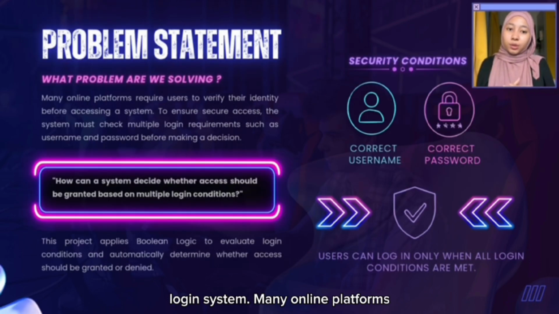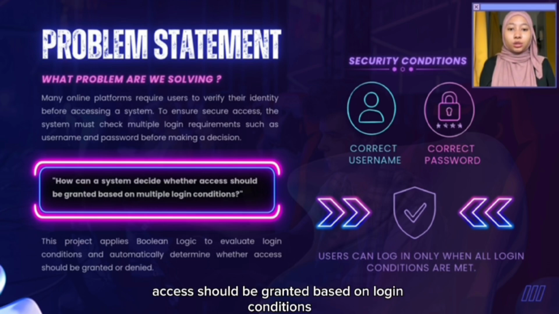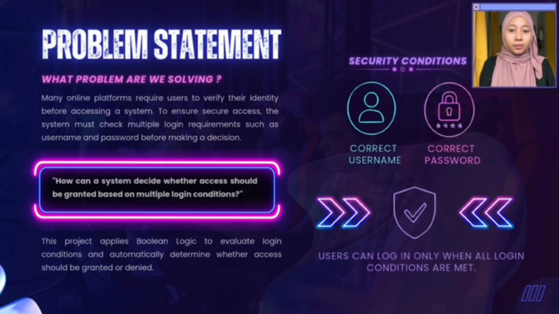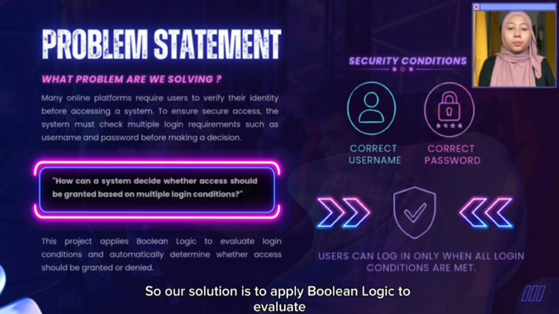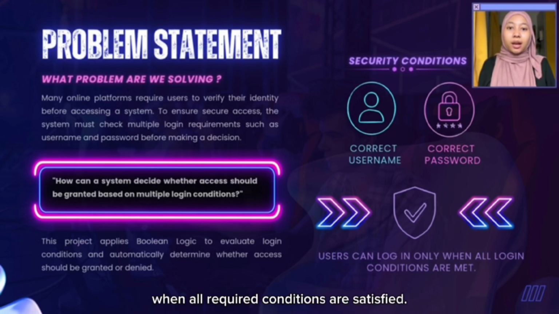Many online platforms require users to verify their identity before accessing a system. To ensure secure access, the system must verify login information before making a decision. The main question we are solving is, how can a system decide whether access should be granted based on logical conditions? So, our solution is to apply Boolean logic to evaluate username and password. Access is granted only when all required conditions are satisfied.